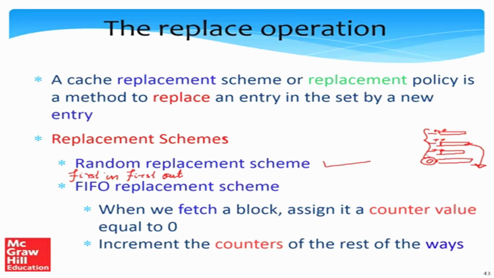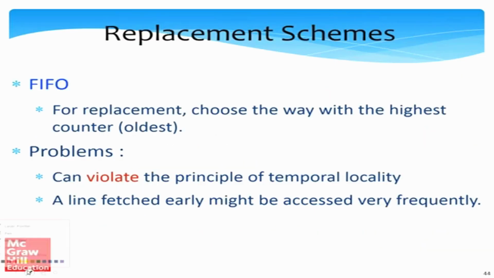So if you have a 3-bit counter, the counter can at best reach 7. But that's all right. We'll at least find one of the entries that is the oldest and we'll be able to throw it out. As mentioned on the previous slide, we choose the way with the highest counter for replacement. So let me give an example.